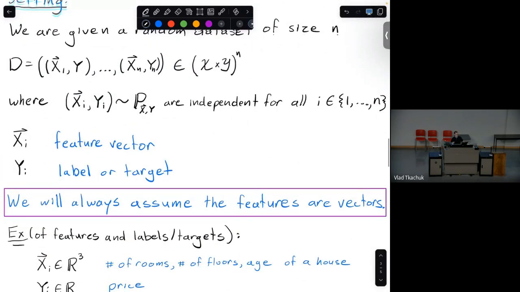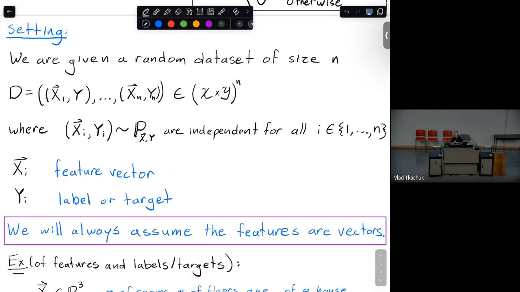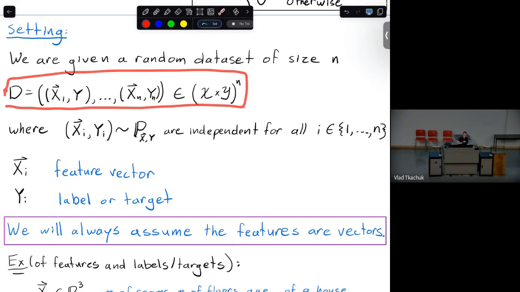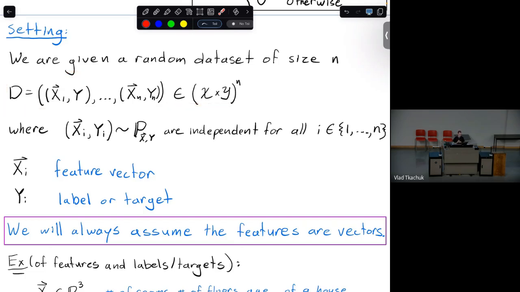Okay, returning back to the story. Here's the supervised learning setting, and then we talk about the objective. Just a reminder, the setting is you have a data set, and for now we think of it as random. It came from some distribution, and we can describe that distribution by saying that each one of these feature label pairs was sampled from this marginal distribution of feature label pairs. And they were all sampled independently, so we had n samples of it.